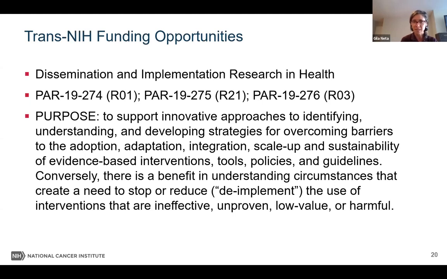We also recognize there's often a benefit to understanding circumstances that create a need to stop or reduce, aka de-implement, the use of interventions that are ineffective, unproven, low value, and harmful. So that's also an area that we've highlighted in these funding opportunities.